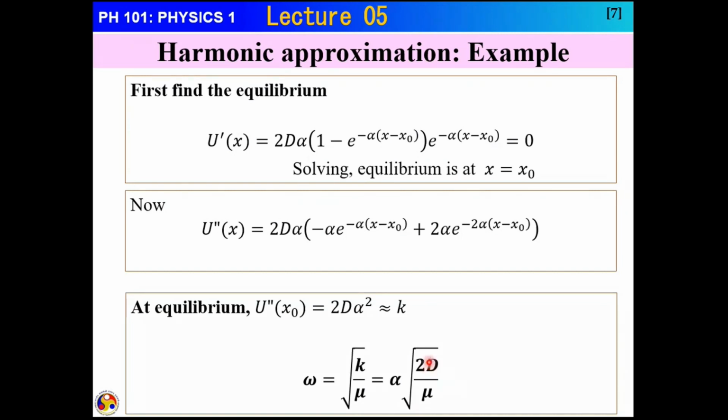So this depends upon the dissociation energy D, mu is the reduced mass, and alpha is another parameter which is appearing here. It is possible that you are given some kind of potential and somebody asks what will be the frequency of oscillation for a small oscillation. In that case, you have to approximate, find the spring constant K, and then you will be able to do the rest of the things.